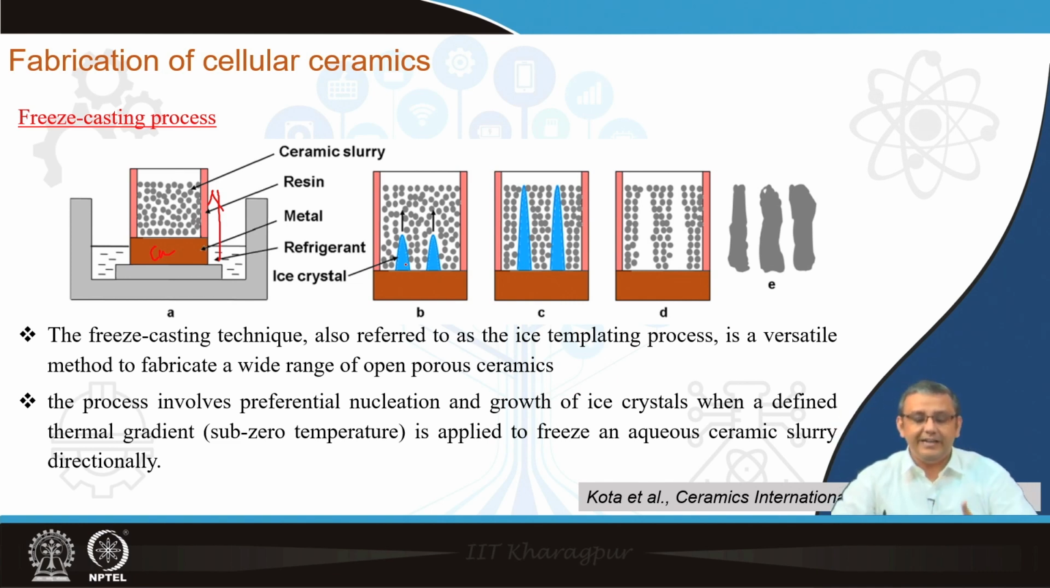And when the ice crystals are growing along the vertical direction, what is happening? The ice has a tendency to reject the solute particles. That means the ceramic particles which were in the slurry will be rejected, and these ceramic particles will assemble between the two growing ice crystals. So, as you can see over here, after this freezing stage, you have the ice crystals, and between the ice crystals you have the ceramic particles assembled together.